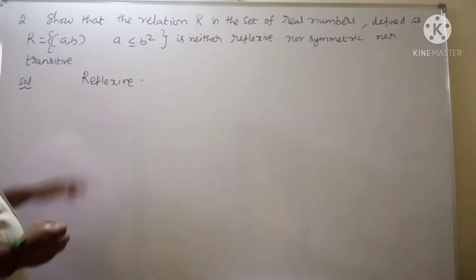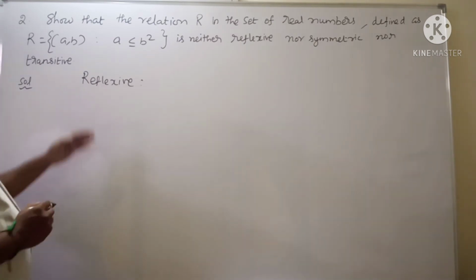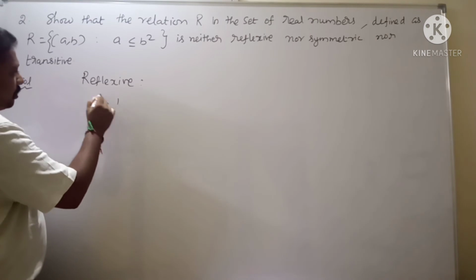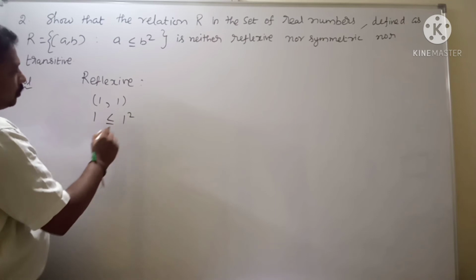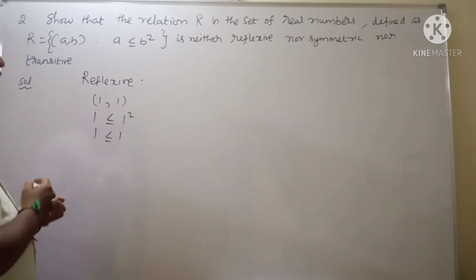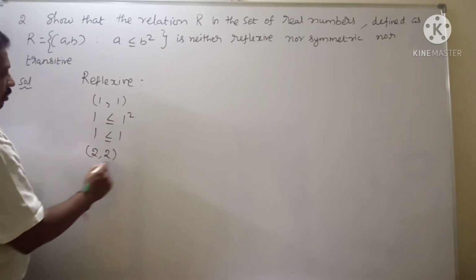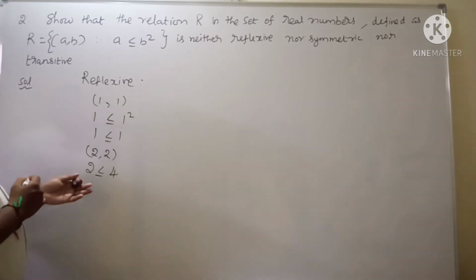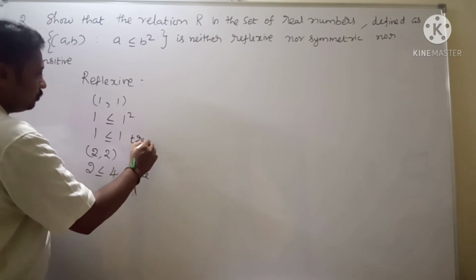So let's check for reflexive. (x, x) should belong to the given relation. Let's take (1, 1). So 1 ≤ 1², that is 1 ≤ 1, which is correct. Let's take some other value, (2, 2). 2 ≤ 2², that is 4. This is also true.